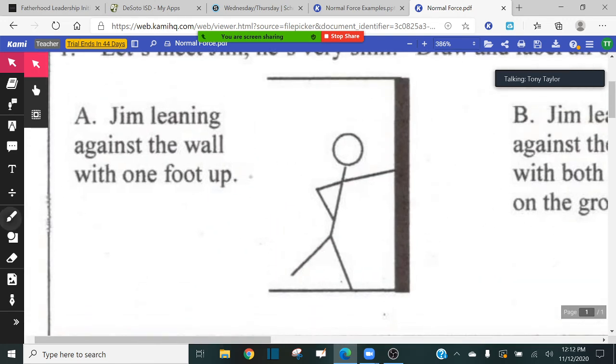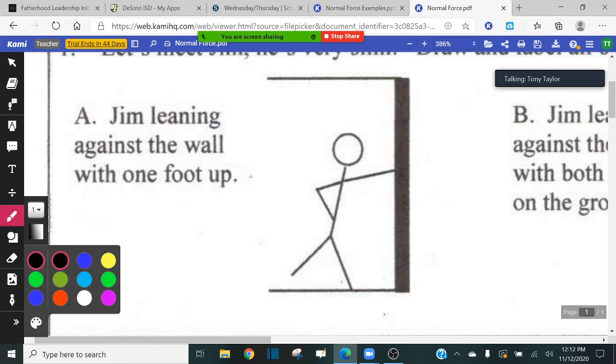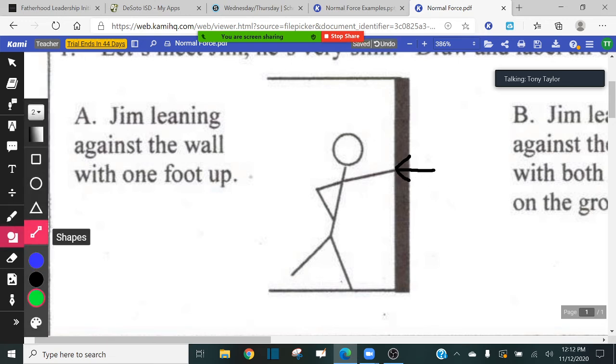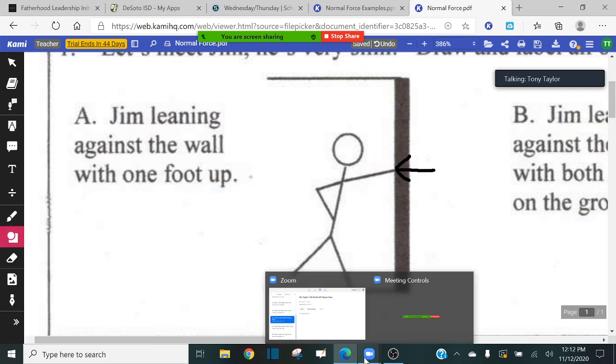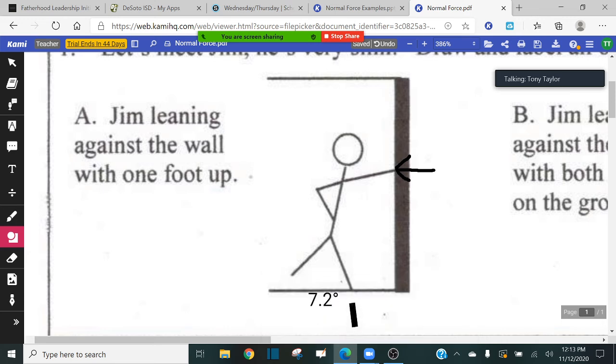So let me draw out these normal forces. Of course, it's important that you know where these normal forces are pointed. Remember, we're concerning ourselves with the forces acting on Jim. If Jim is pushing against the wall, Newton's third law says that the wall pushes back on Jim. So the normal force here will be pointed like this: a normal force from the wall pushing on Jim. And then there's also a normal force where the floor is pushing up on his foot. So there's a normal force that looks like that.